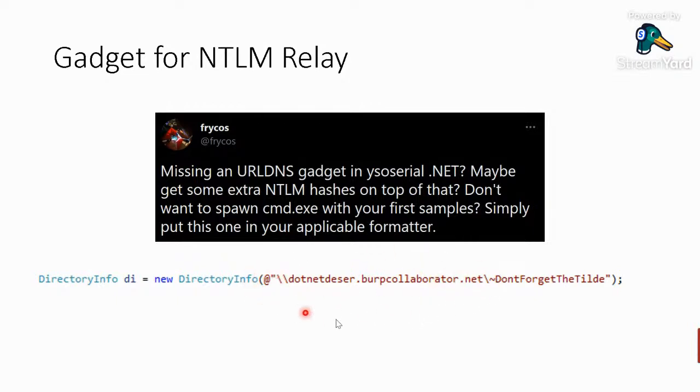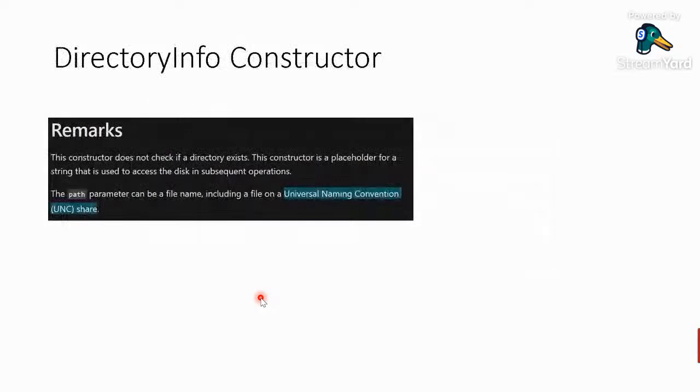So this is really useful for NTLM relay attacks, right? If an attacker can create this class and set it to a server that they control, assuming that SMB signing is disabled on the host, they'll receive the NTLM hash and be able to use that to relay it to further devices. And this is from the documentation of DirectoryInfo itself. It says that it supports UNC shares. So that's just part of the functionality of this class. But I guess they didn't think it would be used as a deserialization gadget.